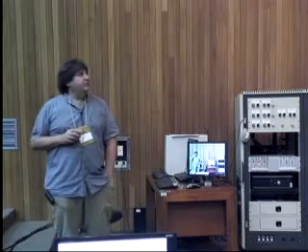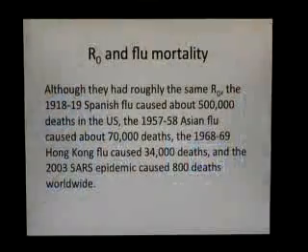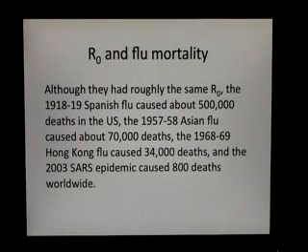Now, as I'm trying to argue, R naught is extremely important. It's the most important quantity associated to infectious disease, but it's not everything. In particular, this is kind of interesting. The Spanish flu from 1918, the Asian flu 1957 to 58, the Hong Kong flu 1968-69, and SARS all had about the same R naught. But the Spanish flu caused about 500,000 deaths in the United States. The Asian flu caused about 70,000 deaths in the United States. The Hong Kong flu caused about 34,000 deaths in the United States, and SARS caused 800 deaths around the world. With the same R naught.